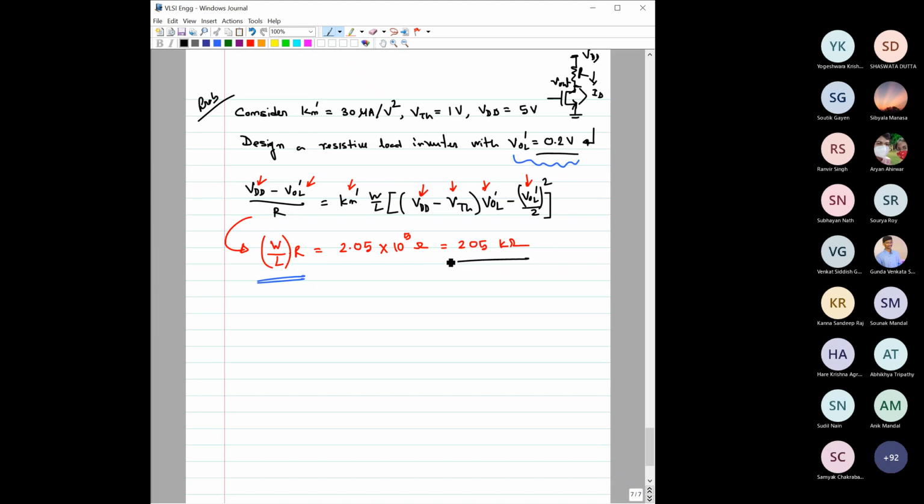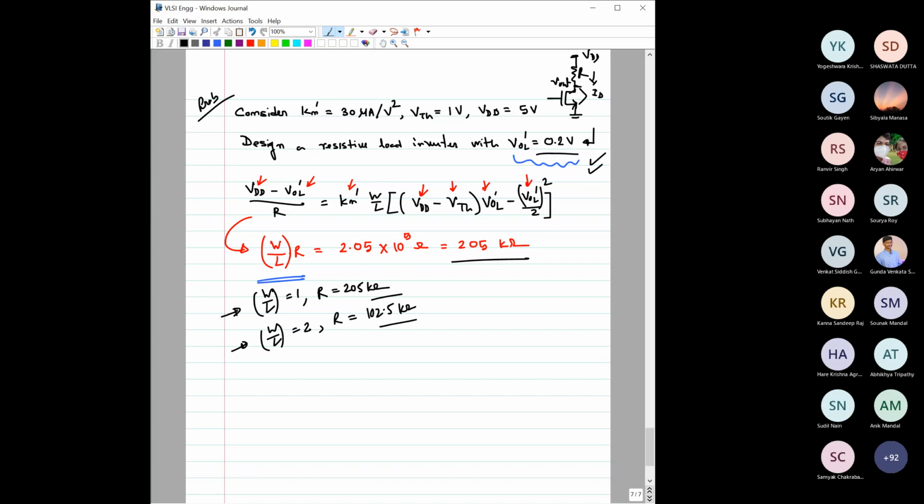Now, let us think about this problem from a different perspective. Suppose we choose W by L equal to 1 and R value as 205 kilo ohm. Fine, we will get this. We can take W by L as 2 and R value as 102.5 kilo ohm, then also we will get this. But what would be the implication if we choose this in our design? It cannot be that we can choose anything and it will not have any implication elsewhere.